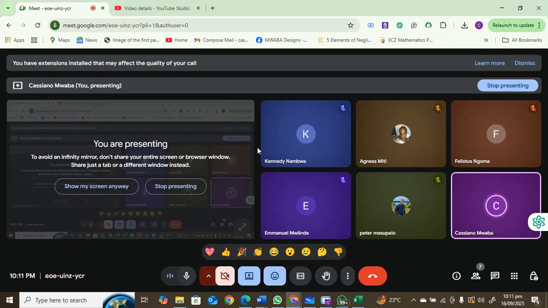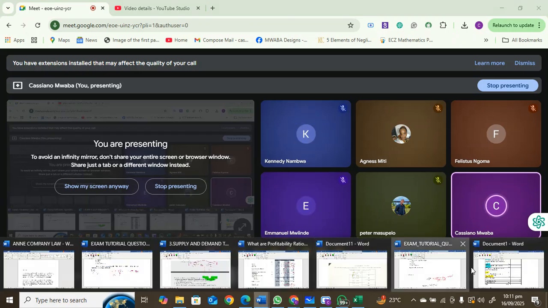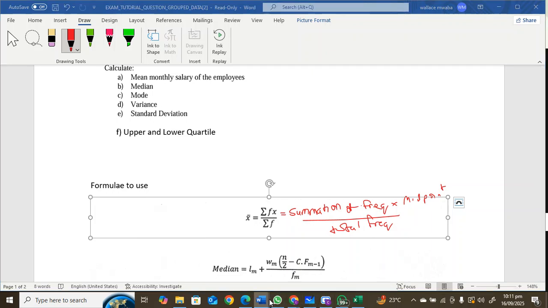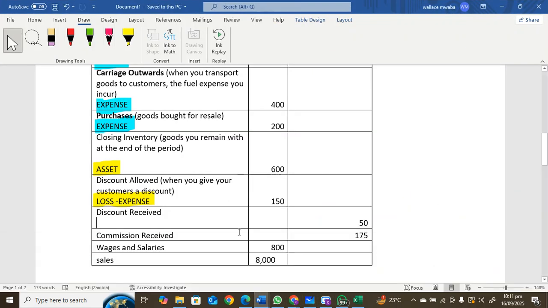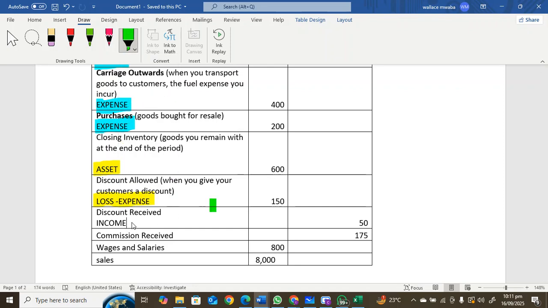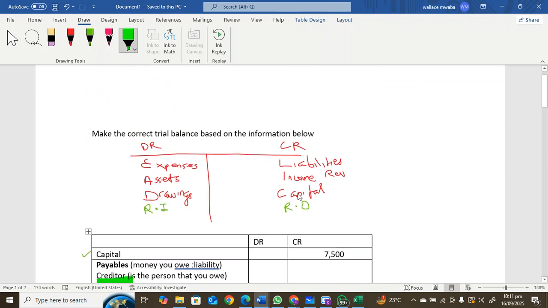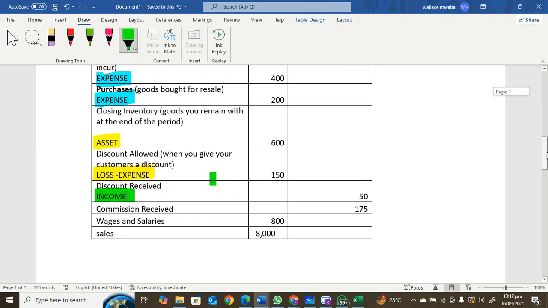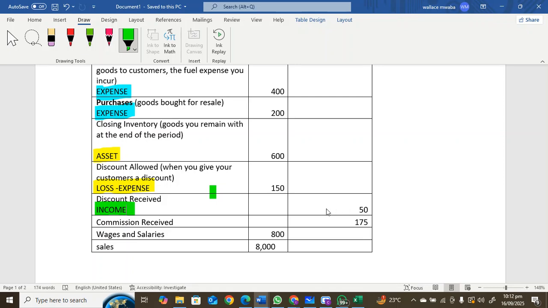You have saved some money. So any savings are treated also like income. Okay, so discount received is treated like income. You have saved some money. And then, according to our double entry rules, income is on the credit side. Okay, so this amount 50 has to be there.